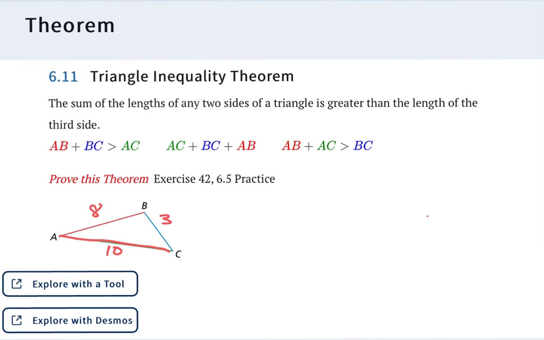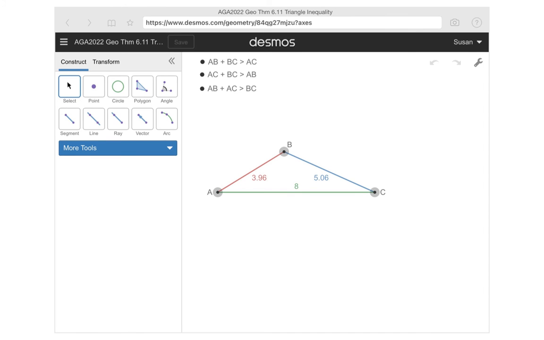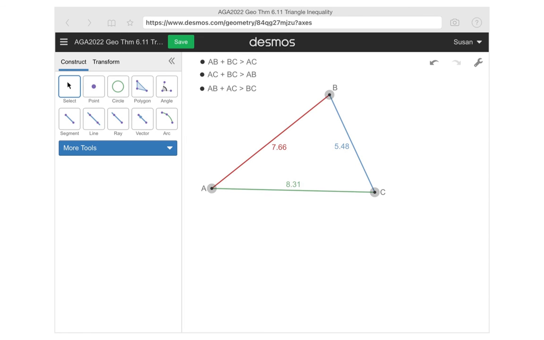Again, there's a Desmos tool here, if you were in the browser you could see that. I think I have it saved. Let's check. All right, here we go. So my third side here is AC. You can see that's 8 units long. If I were to move point B, every single time I do that, if you check out the sum of the other two sides, this side plus this side would always be bigger than this side.